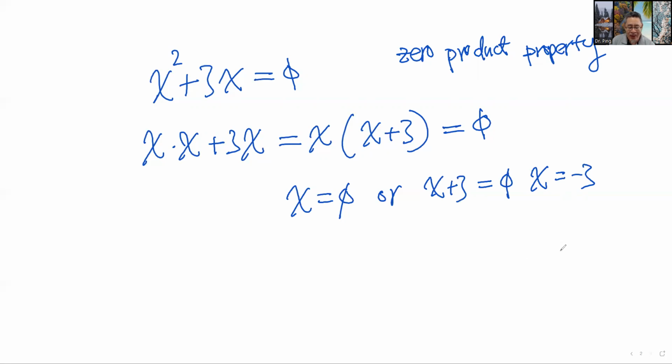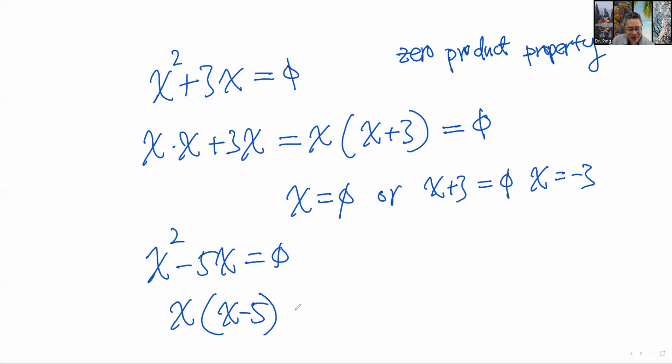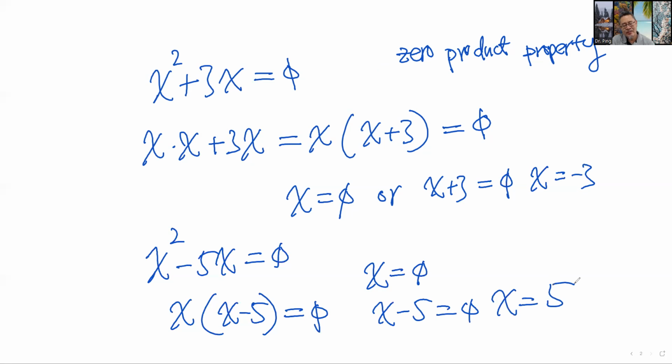So we'll still use that. This kind of problem is easy because we can always move x out, and then we can solve it pretty easily. Same thing with x squared minus 5x equals 0. We move x out, so it becomes x times x minus 5 equals 0. So x is either 0 or x minus 5 is 0, so x is 5. Good? So I'm going to give you a couple to practice on.